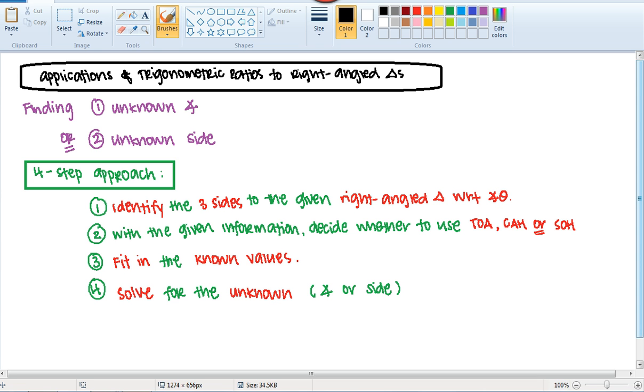Okay, so step number one, when you're given a right angle triangle, identify the three sides. After you've identified the three sides, with the given information, decide whether to use toa, cah, or soh. Once you've decided, fit in the given values. When you've fitted in the given values, you are now ready to solve for the unknown, be it an unknown angle or an unknown side. With that, let's take a look at our very first example.